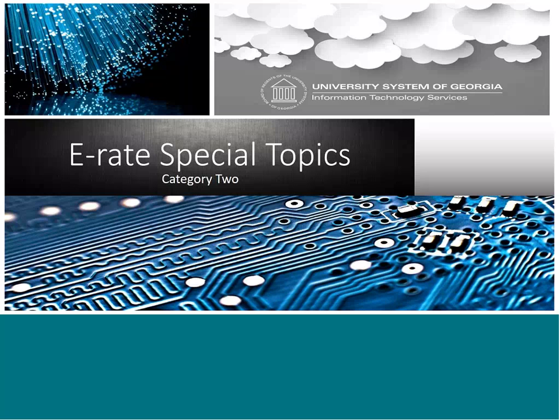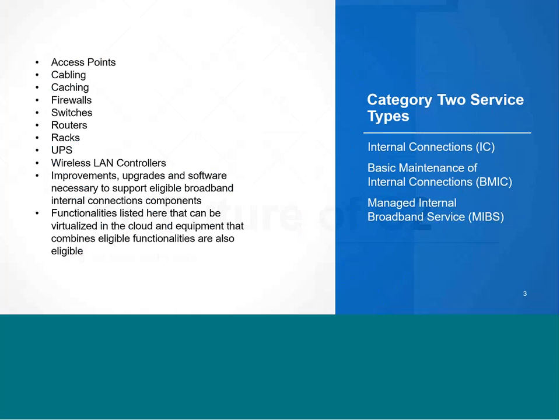So as Sue said, today we're going to talk all about Category 2 and really take a deep dive into what's happening with Category 2 and some common mistakes that we hope to avoid moving forward. So when we talk about C2, we're talking about your equipment needs. These are usually your one-time purchases, so things like access points, cabling, switches, routers, things that are in your network closet. Category 2 is connectivity within the building.